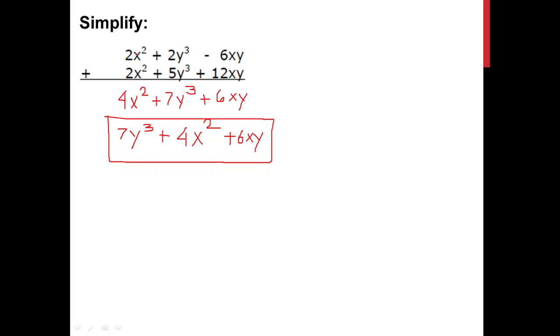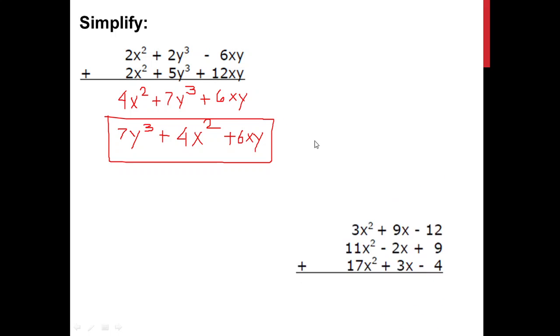Again, if the terms are already aligned with the like terms, all you need to do is add the numerical coefficients, follow the rule of integers, and just copy the variable.